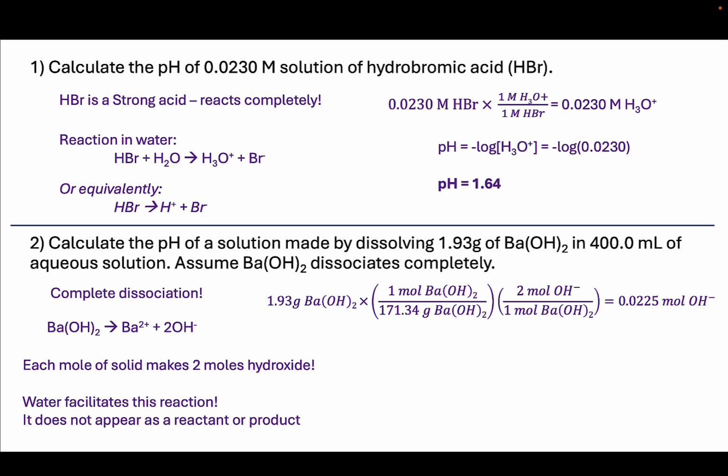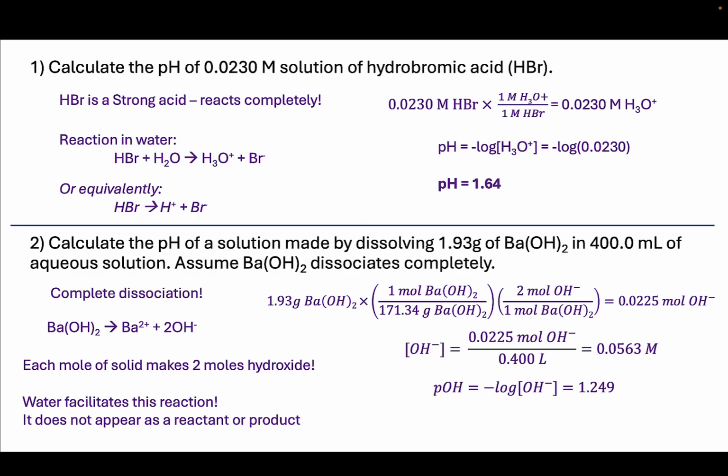This is just stoichiometry, and we have the following here to get us 0.0225 moles of hydroxide. This is the quantity that's going to lead us to the pH, because we can get the concentration of the hydroxide. Then we can get the pOH, which is like pH but calculated for hydroxide. And the pH we actually just get right from that: pH is 14 minus pOH, and we have a value of 12.75.